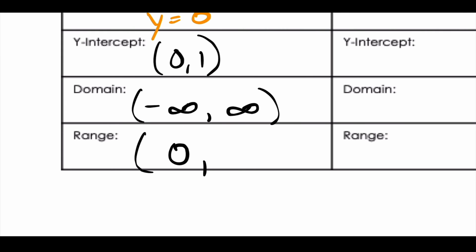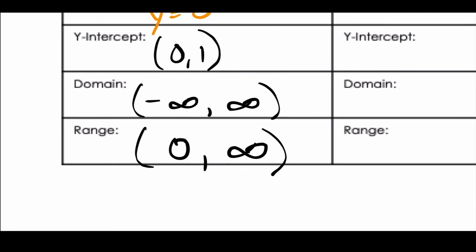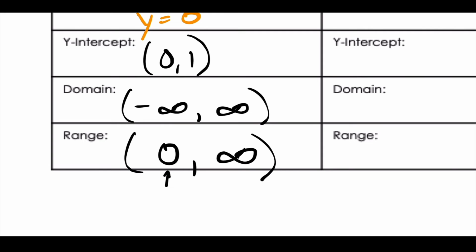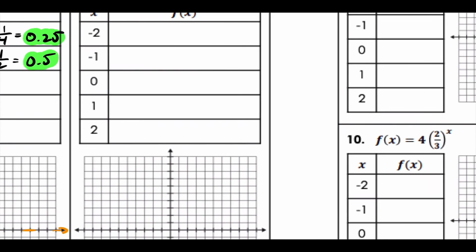Where's the hard top going to be? It's going to go up and up forever and ever. So it's going to be positive infinity, right? This is the floor. This is the ceiling. Floor, ceiling. It goes floor to ceiling. Where's the floor to where's the ceiling? All right. That's what we're going to do for the next one too.